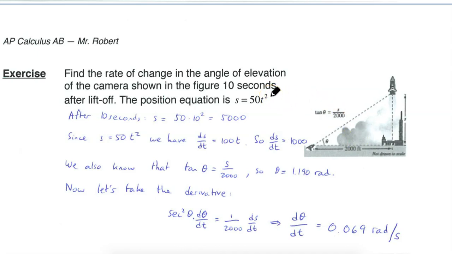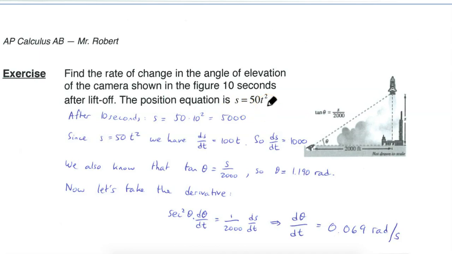Alright, so after 10 seconds, it's interesting to know how high this shuttle is, and we plug in t equals 10, and it gives us 50 times 10 squared, 5,000. So at that point, the shuttle is 5,000 feet in the air. We can use this equation as well to find more information about the rates.